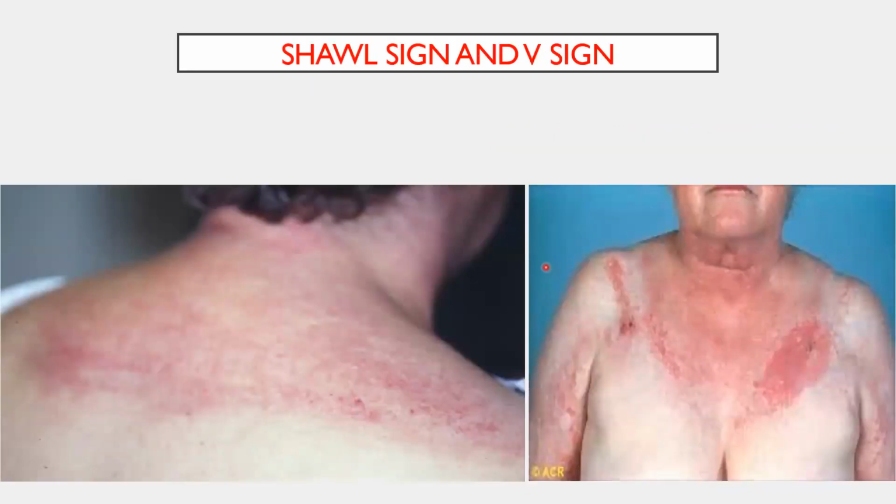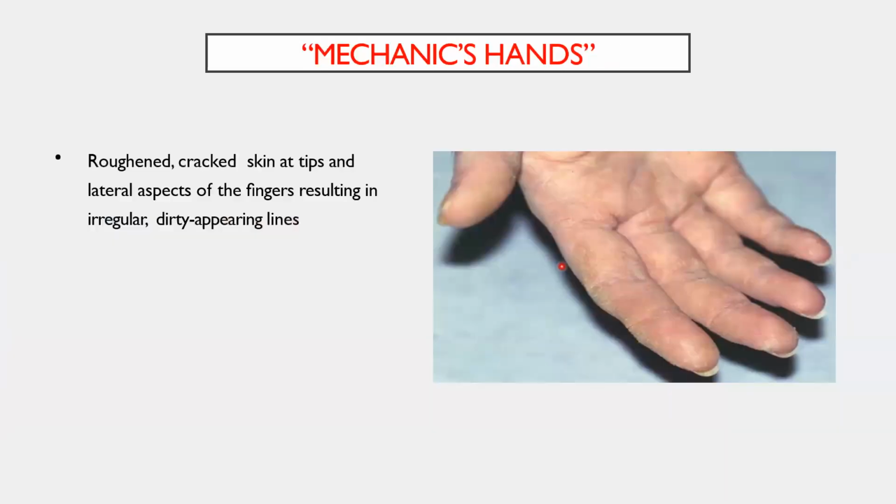Next. These are the shawl sign and V sign. In the sun-exposed areas, the patient will have erythematous maculopapular rashes. This is called the shawl sign and V sign. Mechanic's hand: this is roughened, cracked skin at the tips and the lateral aspect of the fingers, resulting in irregular, dirty-appearing lines. This is also seen in dermatomyositis.